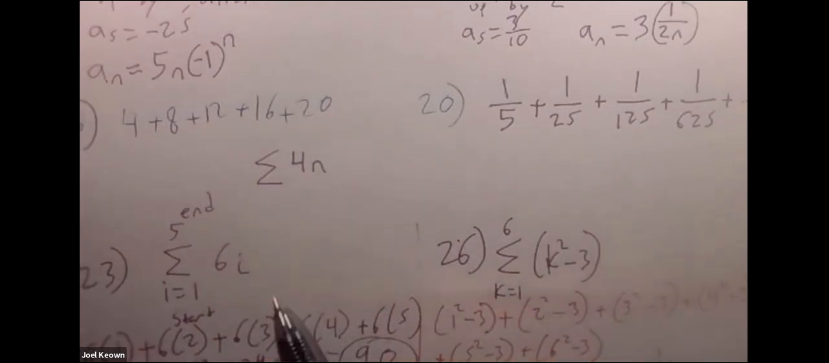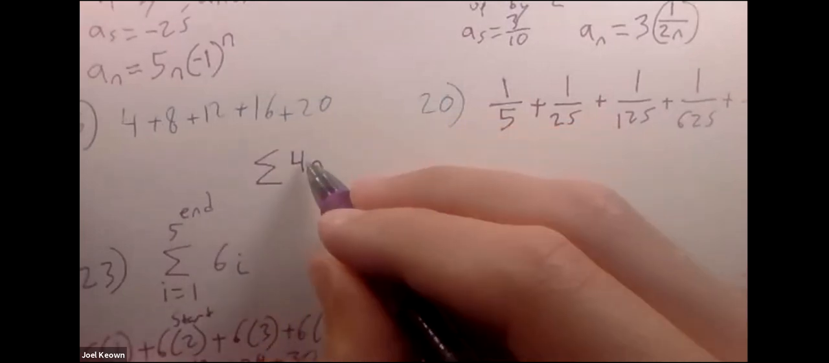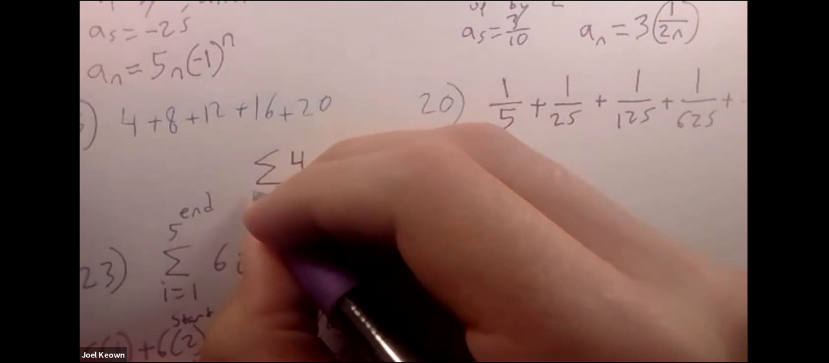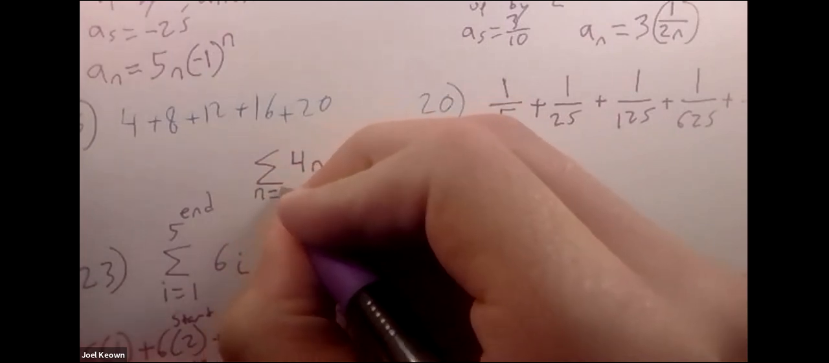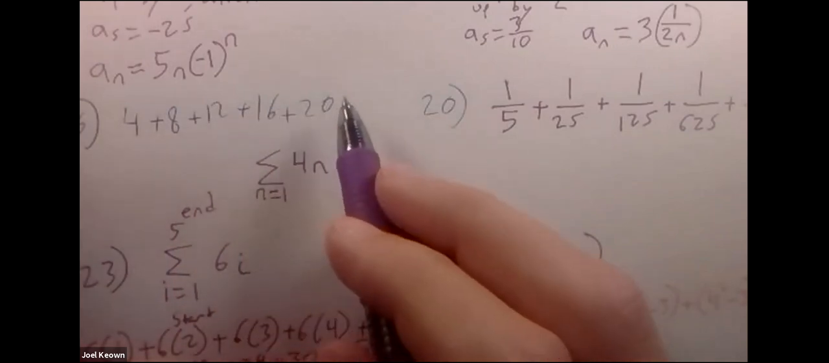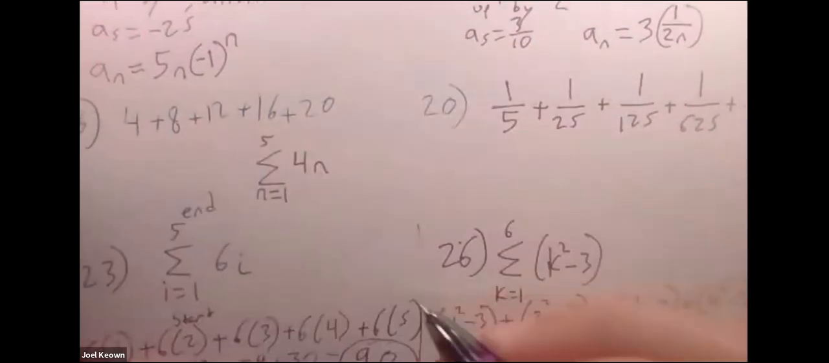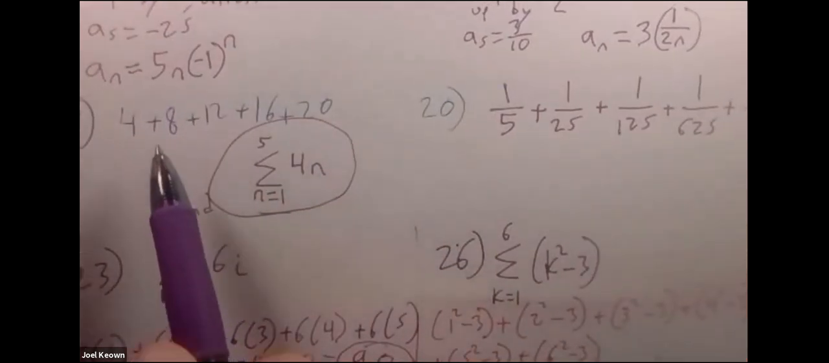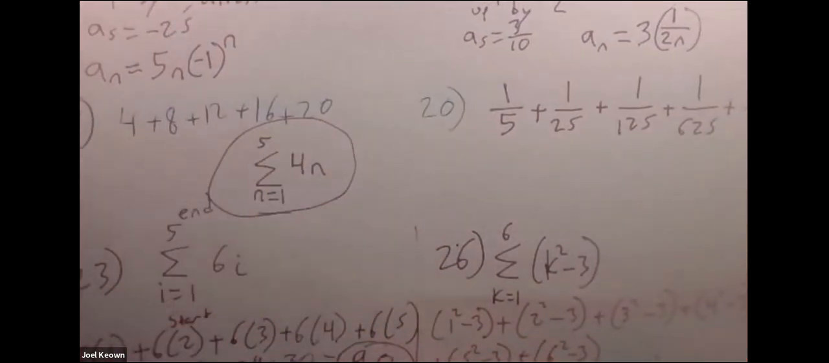All right, well, what number did I start with? I started with 1. I'm using the letter n here. You could use whatever letter you want, just so long as you make sure you use the same letter here. So my starting number was 1, and 5 was my ending number. And there you go. I just wrote summation notation for that series.